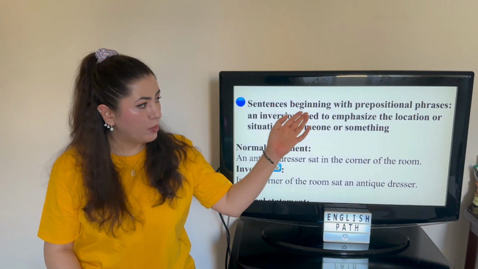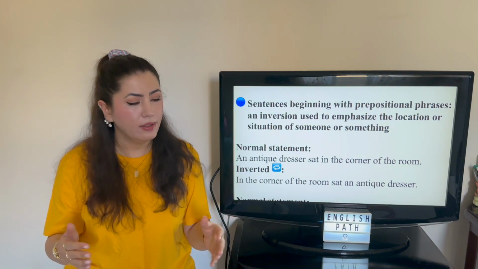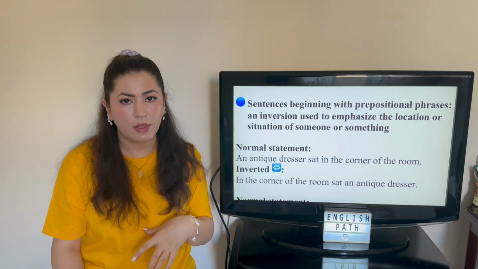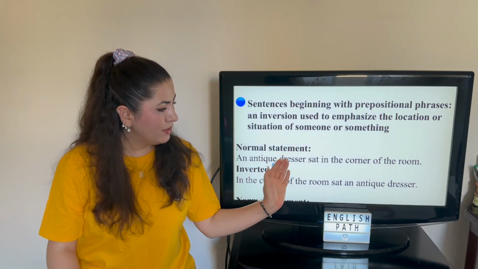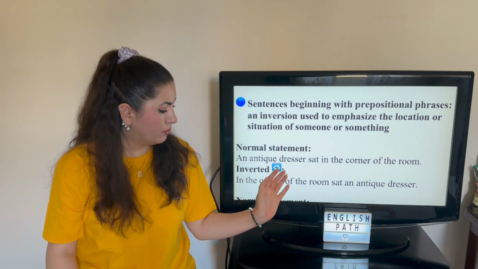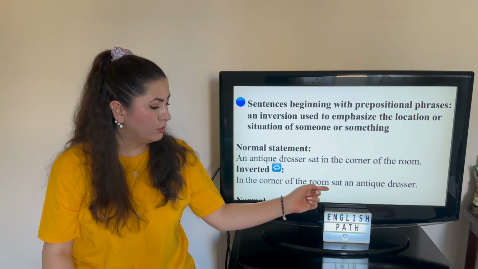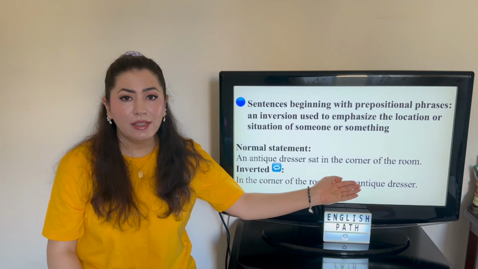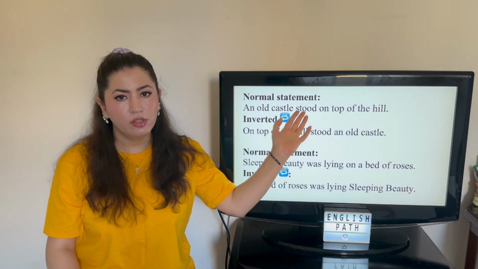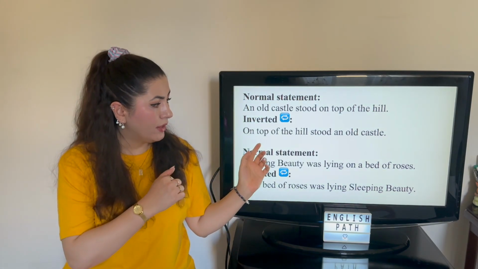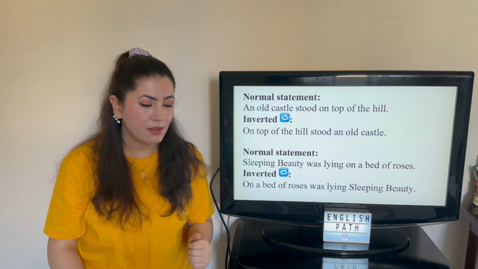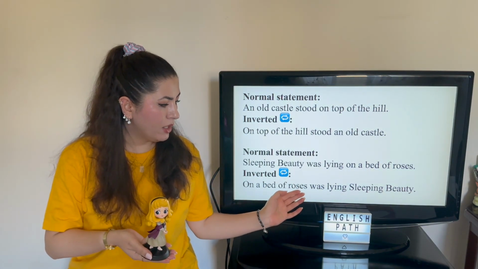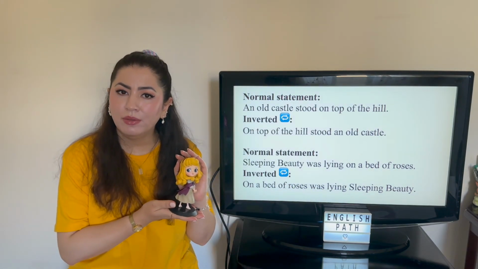Sentences beginning with prepositional phrases are also inverted. This type of inversion is used to emphasize the location or situation of someone or something. Like, an antique dresser sat in the corner of the room. In the corner of the room, which is our prepositional phrase beginning the sentence, sat an antique dresser. An old castle stood on the top of the hill. On the top of the hill stood an old castle. Sleeping Beauty was lying on a bed of roses. On a bed of roses was lying Sleeping Beauty.